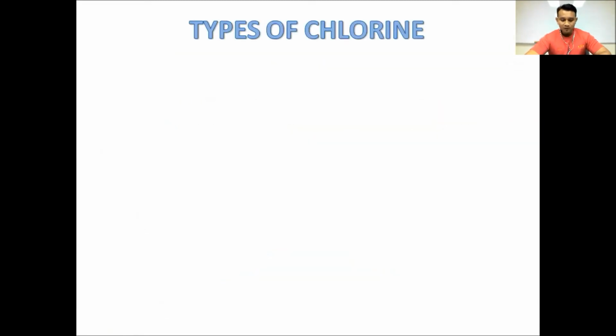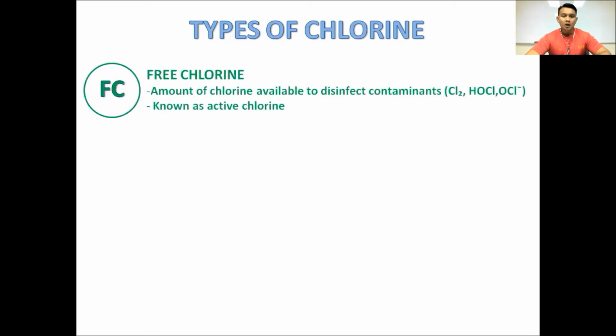For types of chlorine, first is the free chlorine, where free chlorine is the amount of chlorine available to disinfect contaminants such as chlorine gases, hypochlorous acid, and also hypochlorite ion. And it is also known as active chlorine.